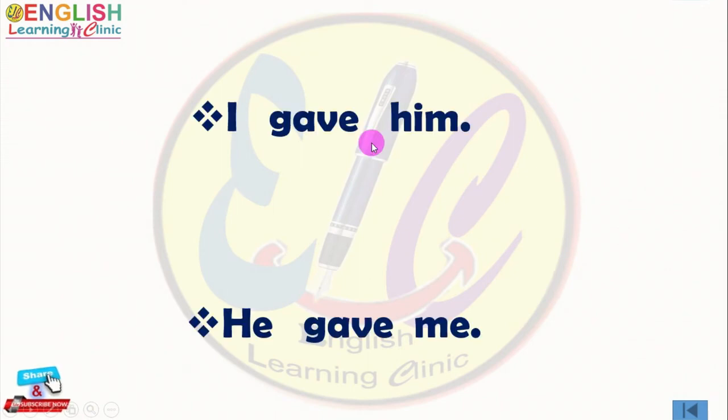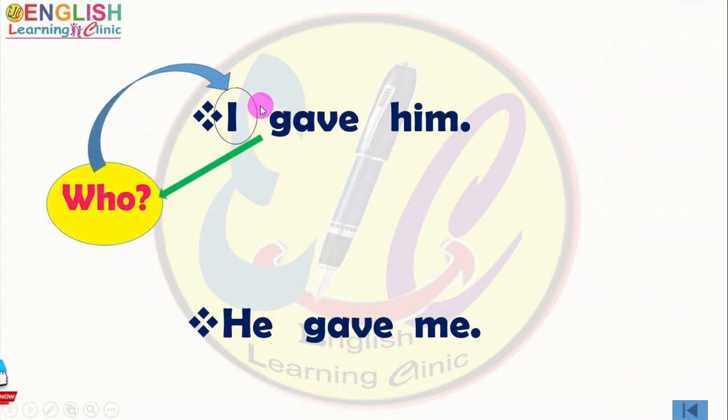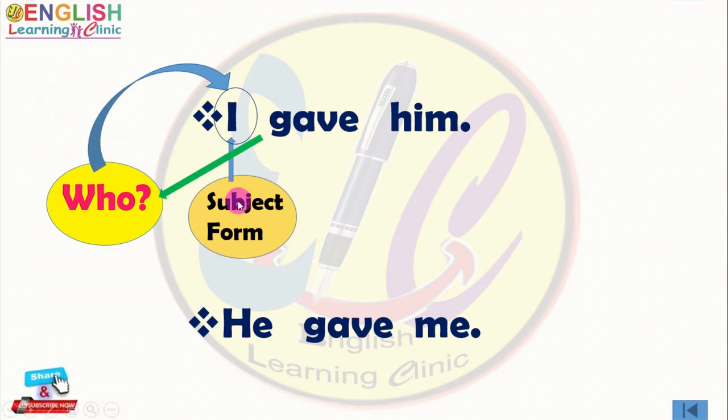Look at these two sentences. I gave him and he gave me. For this sentence, first ask the verb gave a question with who. That is, who gave? The answer will be I gave. And so the subject is I. That is the subject form.